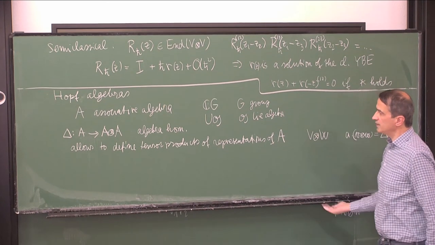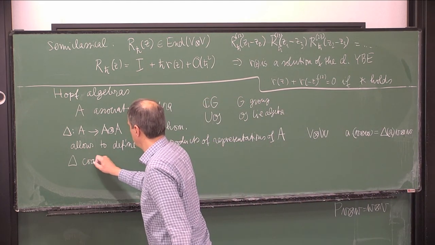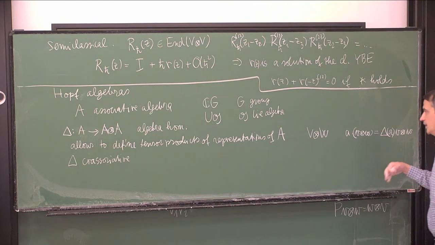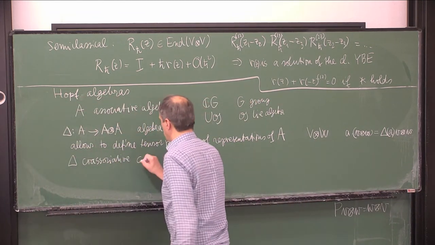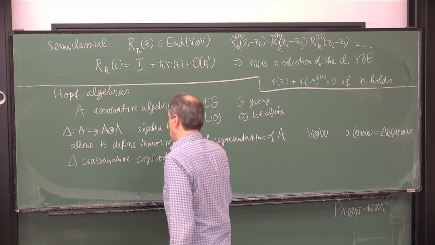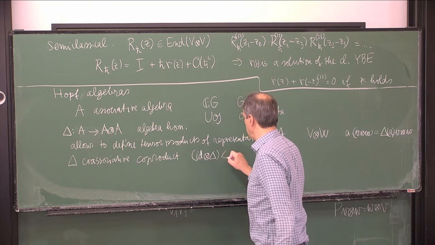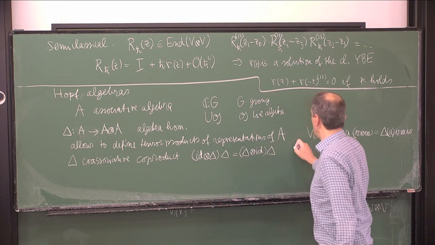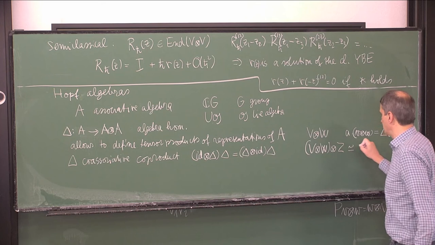And coproduct means it's a co-associative coproduct. So the fact that delta is an algebra homomorphism implies that this is again a representation. But then you also have some associativity of the tensor product coproduct, that you have something like this, which implies that these representations are isomorphic.